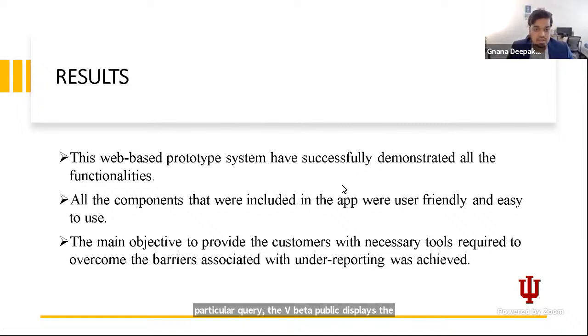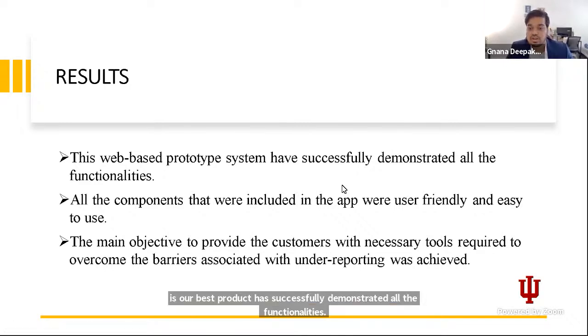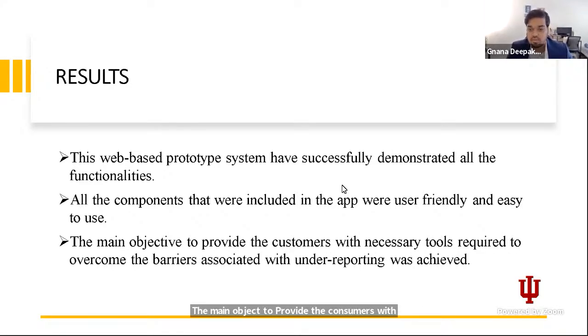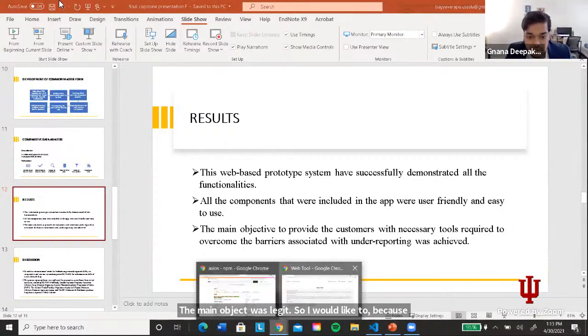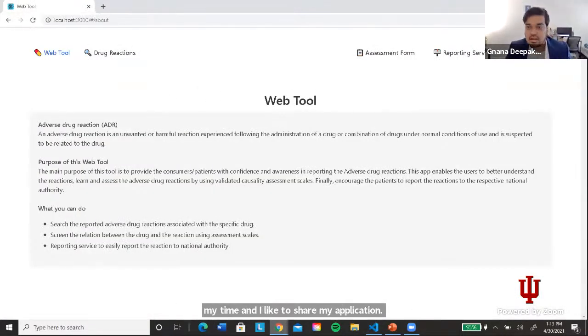Coming to the results, this web-based prototype has successfully demonstrated all the functionalities. All the components included in the app were user-friendly and easy to use. The main objective was to provide consumers with the necessary tools to overcome the barriers we mentioned earlier with under-reporting, and that objective was achieved. So I would like to utilize my time to share my application. Yeah, so this is the application that I have developed.